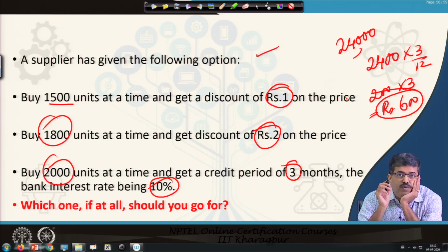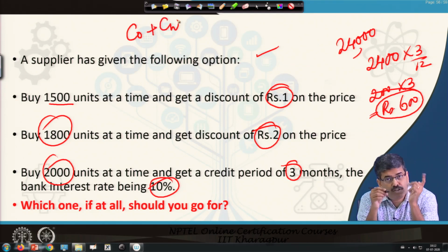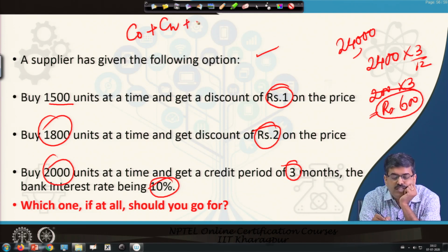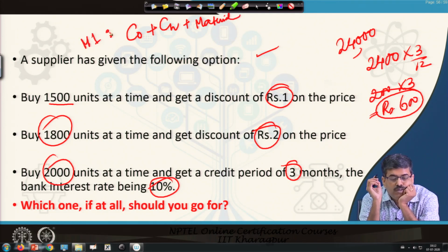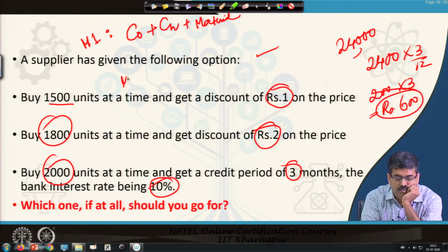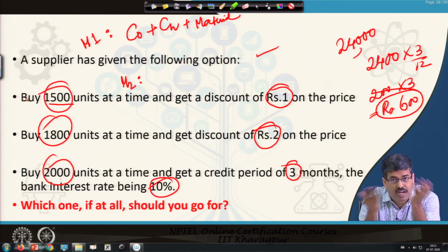From that EOQ, what will you calculate? Annual ordering cost, annual holding cost. Go back to the previous slides that we mentioned, plus the material cost. This was my model 1. Model 2, no EOQ now. Your EOQ now becomes what? 1500, because you have to buy this to get discount.